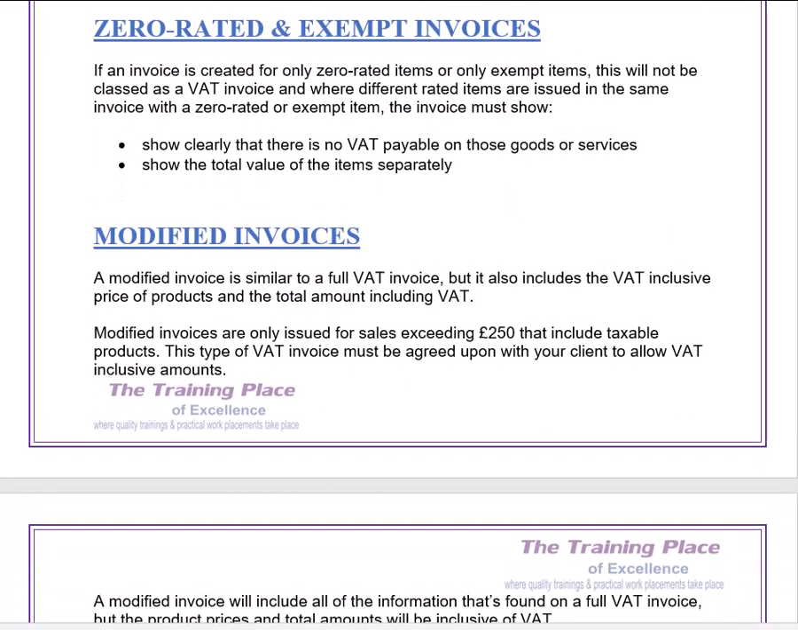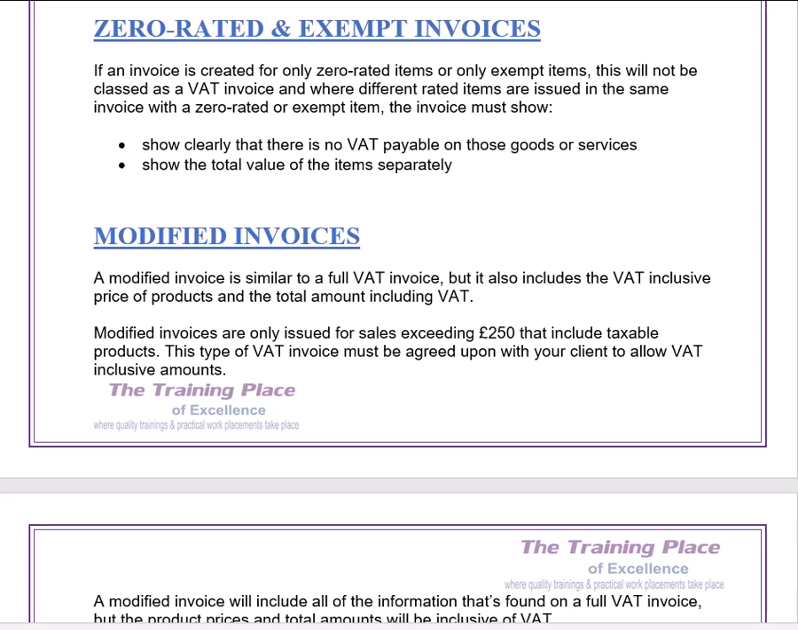Zero rated and exempt invoices: zero rated products or exempt products, exempt from VAT. If you're selling any and only those, then you're not going to be issuing a VAT invoice. If an invoice is created for only zero rated items or only exempt items, this will not be classed as a VAT invoice.